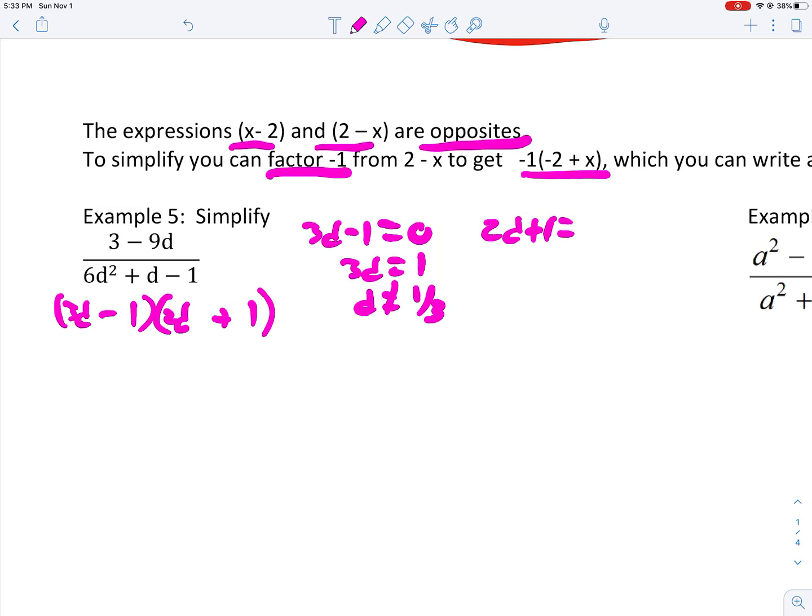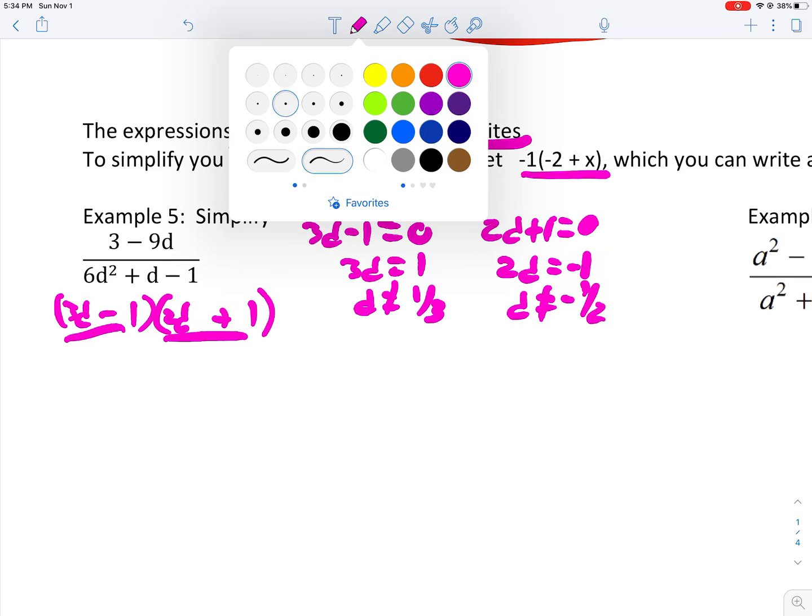2d plus 1. Subtract 1. Divide by 2. So d cannot be negative 1/2. So I set the two factors equal to 0 to figure out my excluded values. What makes your denominator equal to 0? We're going to exclude those values.